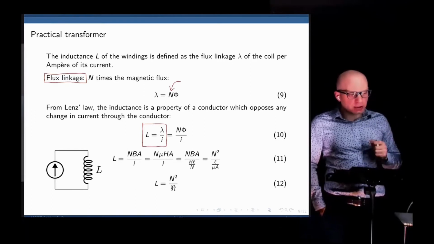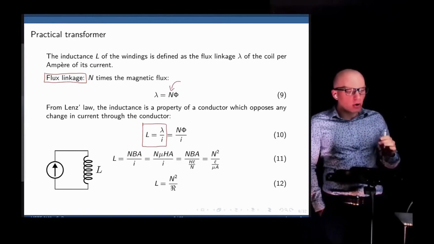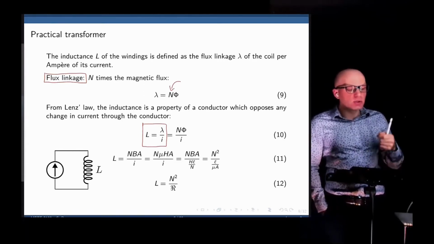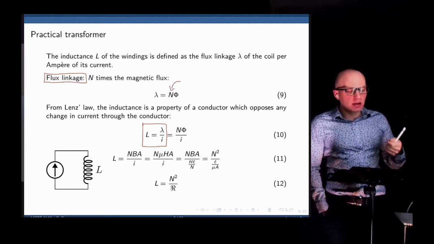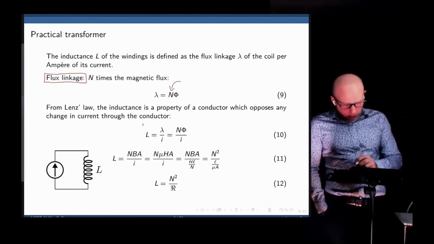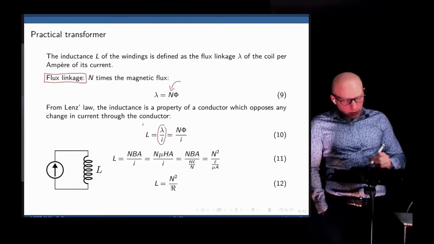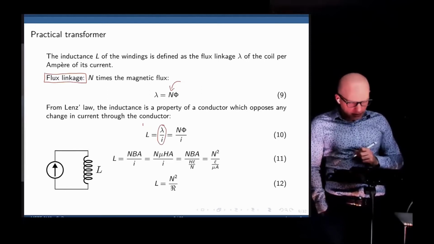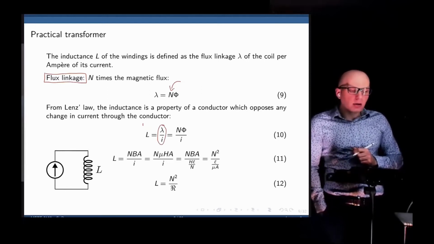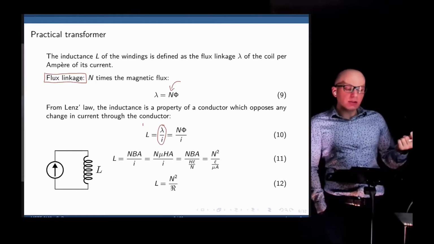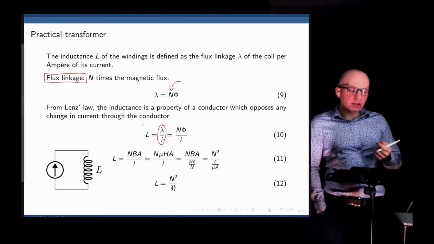This proportionality constant is the inductance, or how easy it is to establish a magnetic flux in the core. We see here that the lower the current required to establish lambda, the higher the inductance. Makes sense.